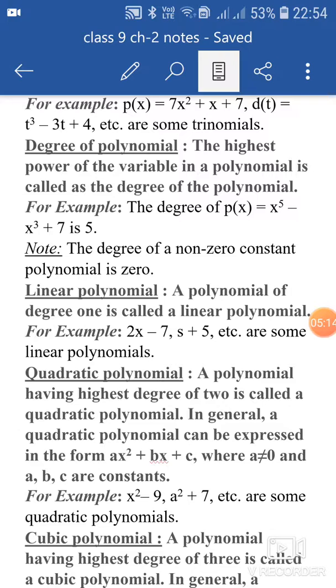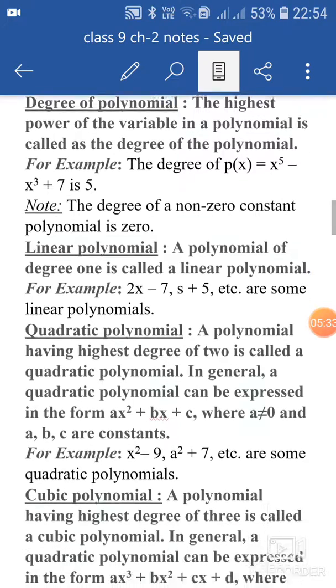So the degree of a constant polynomial is always 0, right? The constant does not contain any variable. So if there is no variable, the degree of that term will always be 0, right? Don't forget this. Then comes another way of dividing, the types of polynomial.